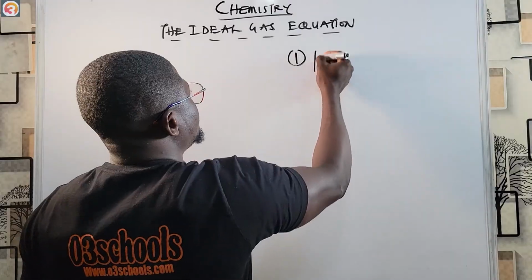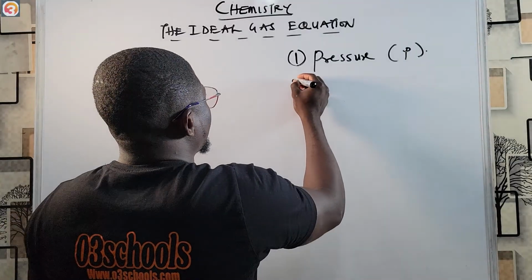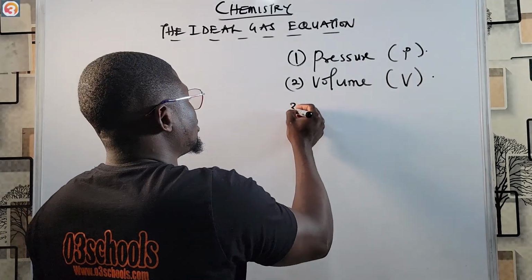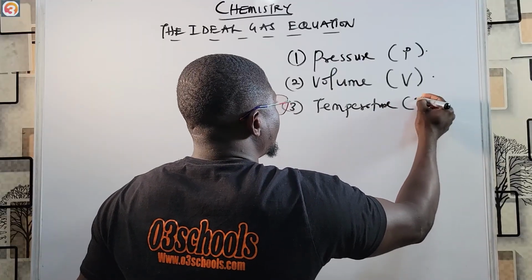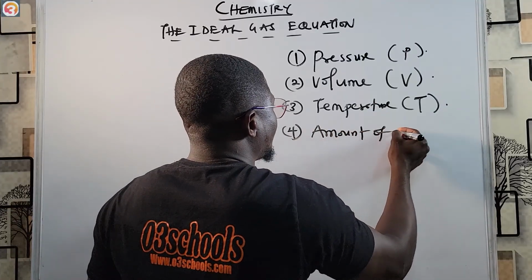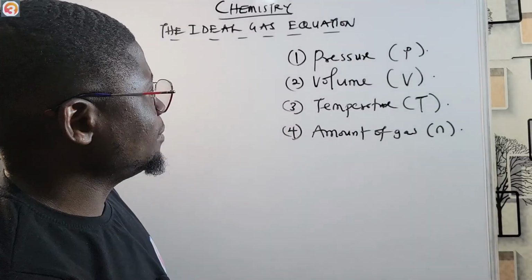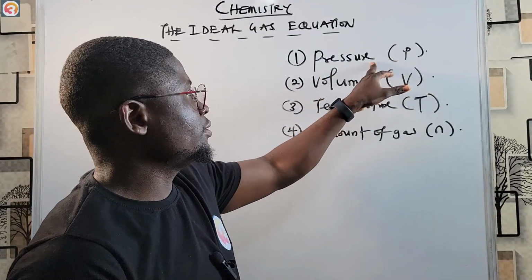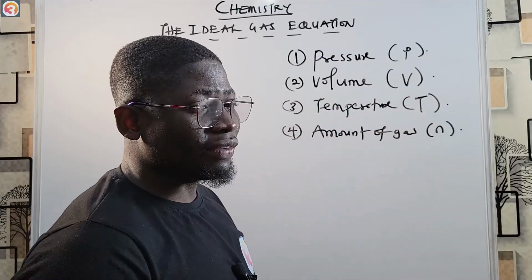The first one is pressure, represented by P. Another one is volume, represented by V. There's another one called temperature, represented by T. And the fourth one is the amount of gas, represented by what? By N. Right? So I'll go back again. I said gases can be described in terms of four variables, which is what? Pressure, letter P, volume, V, temperature, T, and amount of gas, N.